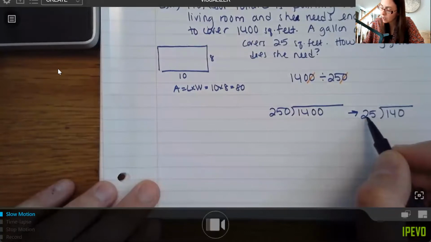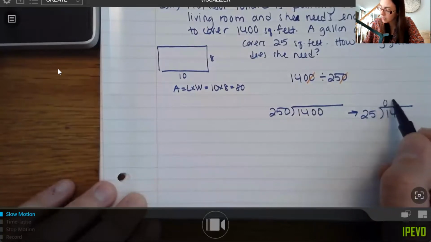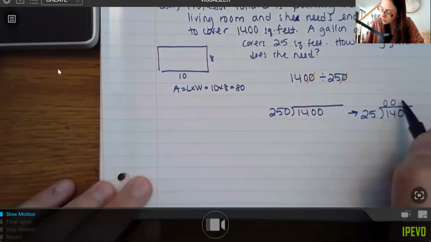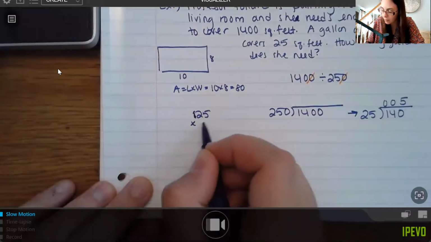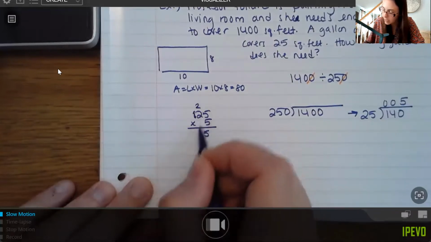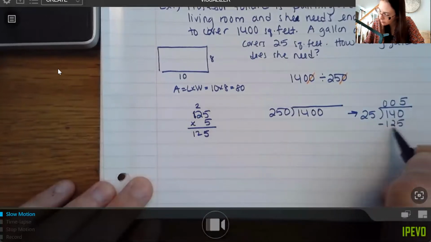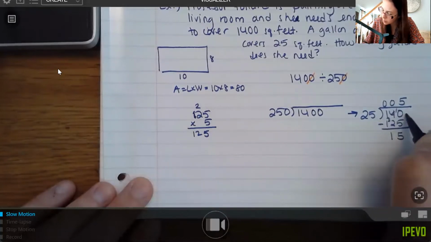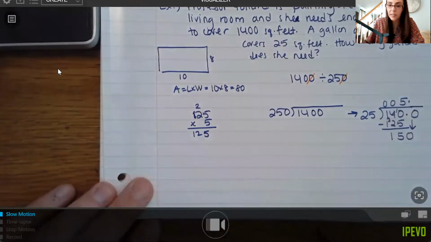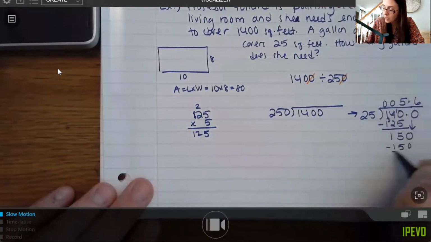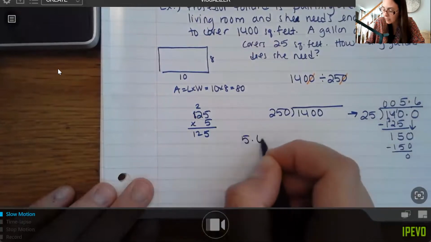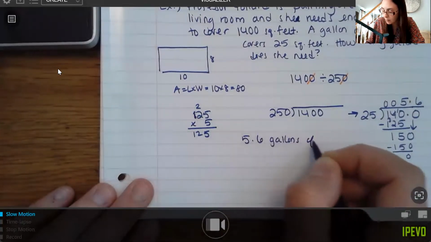All right, 25 does not go into 1. It does not go into 14. It does go into 140, and it should go in 5 times here. So 25 times 5 is 125. So I'm going to subtract here. I get 5 and 1. I'm going to put a decimal point, and I'm going to bring it down. I'm going to keep going here. So 25 times 6 will give you 150 exactly. You can try that one at home. So I see that I need 5.6 gallons of paint.